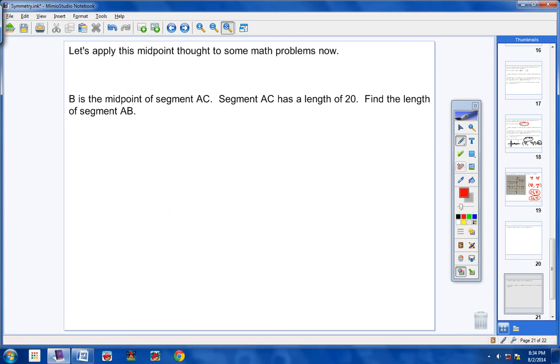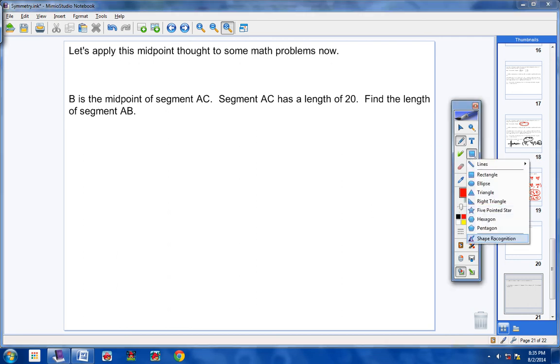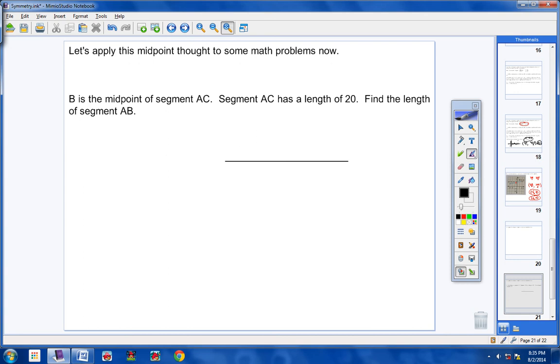First of all, I think it would be very wise to get a picture of this. And so I'm going to draw a segment like this. And I'm going to call this right here A. And I'm going to call this C, because it says B is the midpoint of segment AC. So here's segment AC, and then B goes right in the middle. There we go. All right.